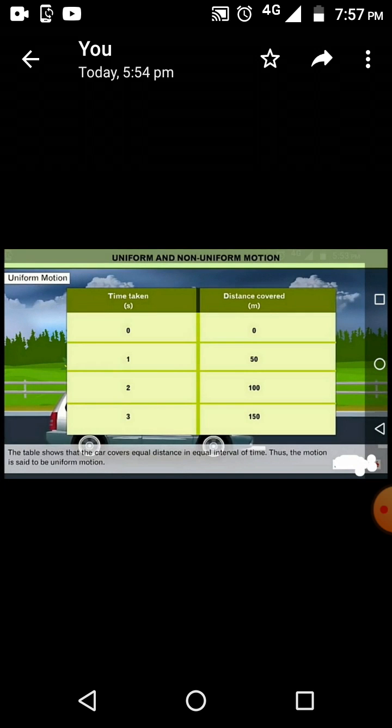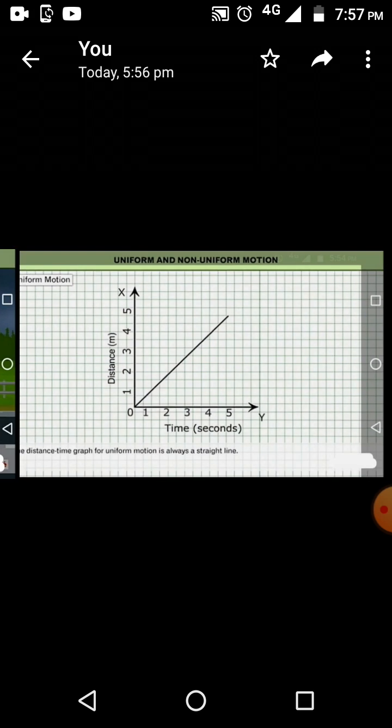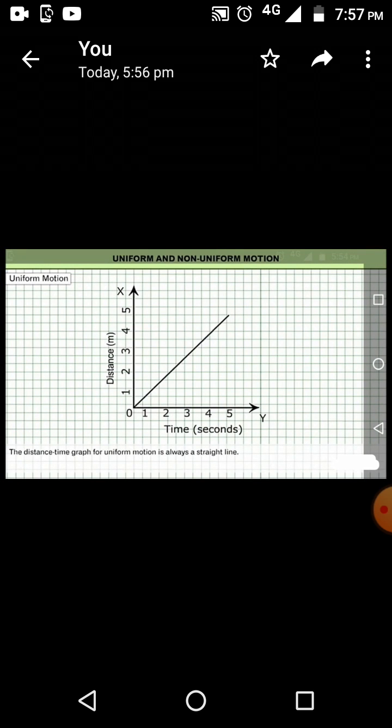The table shows that the car covers equal distance in equal intervals of time. Thus, the motion is said to be uniform motion. The distance time graph for uniform motion is always a straight line.